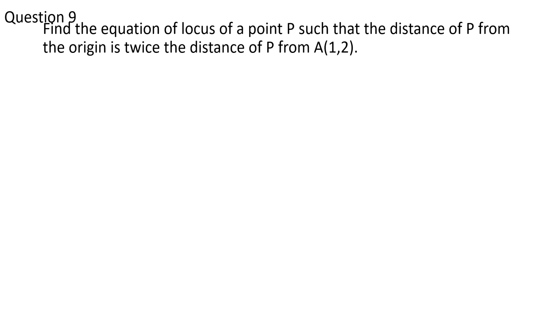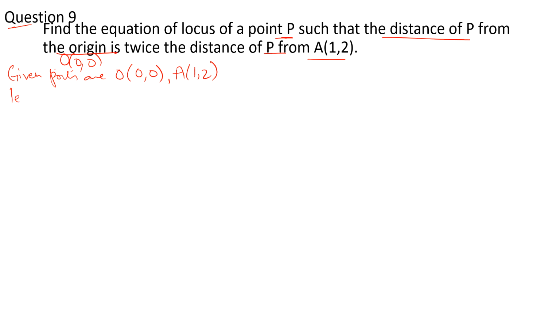Let's move on to question number 9. Question number 9. Find the equation of the locus of point P such that the distance of P from the origin, that is (0, 0), is twice the distance of P from A. So here, what are the given points? The given points are origin O (0, 0) and point A (1, 2).